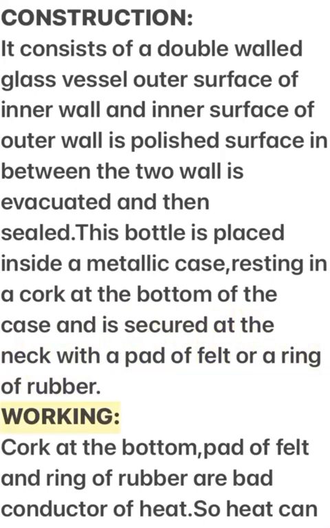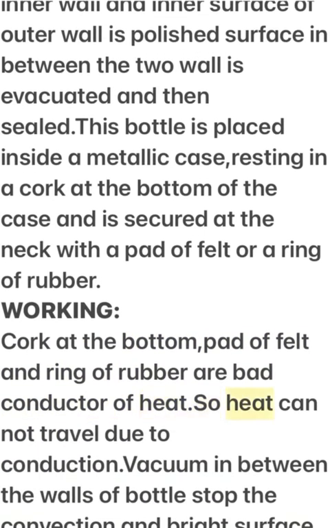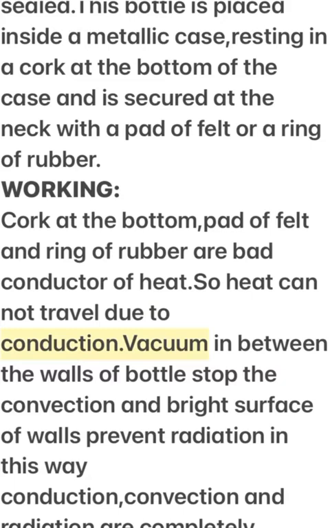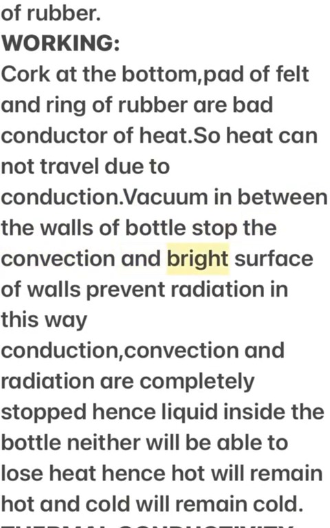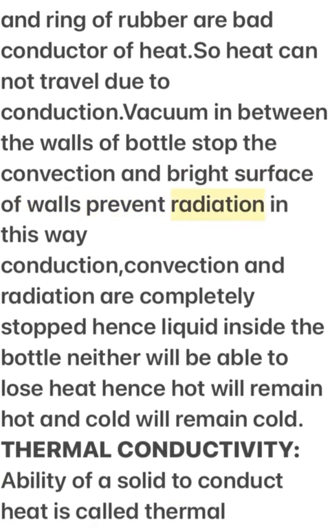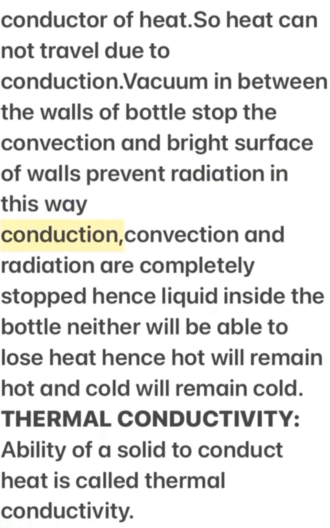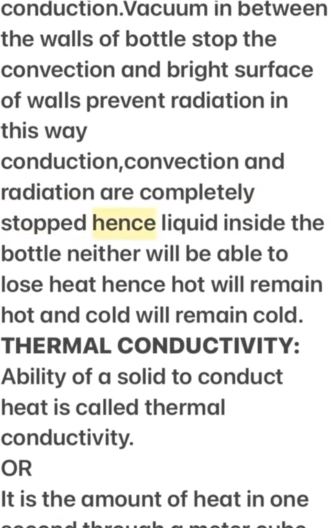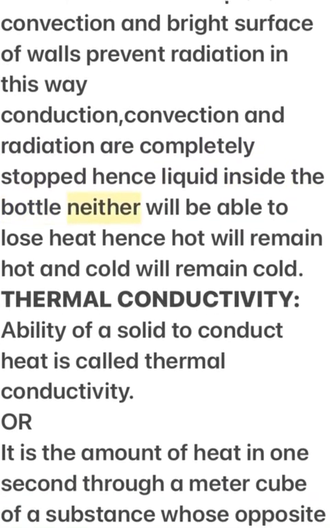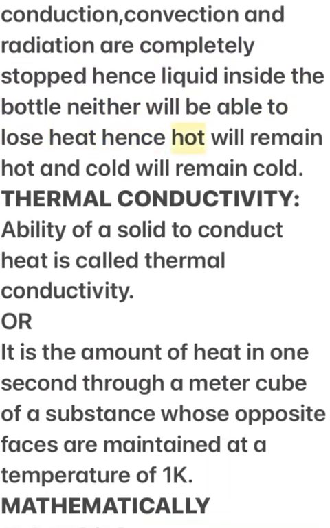Working: the cork at the bottom, pad of felt and ring of rubber are bad conductors of heat, so heat cannot travel due to conduction. The vacuum between the walls of the bottle stops convection, and the bright surfaces of the walls prevent radiation. In this way conduction, convection, and radiation are completely stopped, hence the liquid inside the bottle will not be able to lose heat, so hot will remain hot and cold will remain cold.